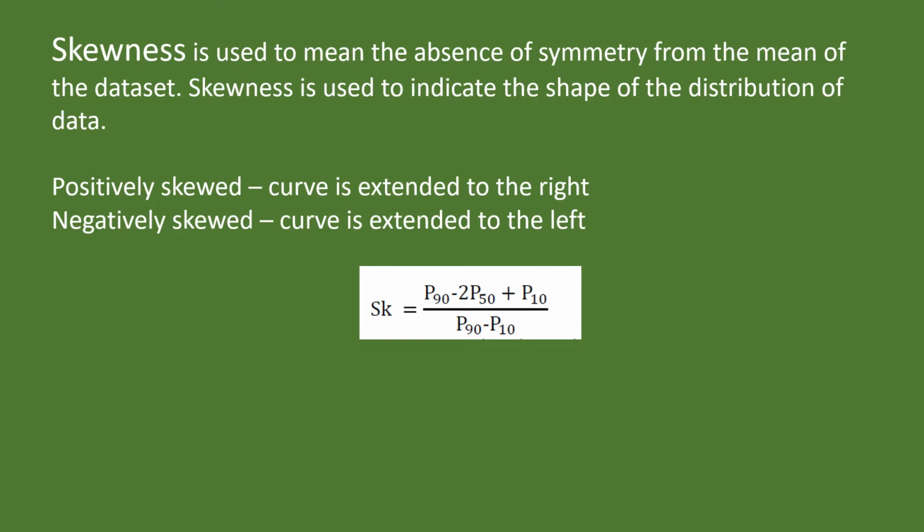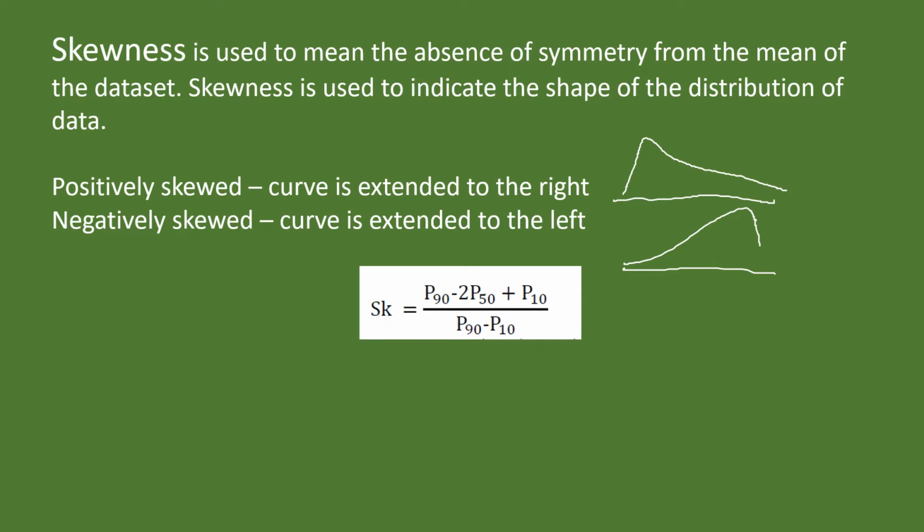When we say positively skewed, the curve is extended to the right. So if I draw a distribution, most of the scores are concentrated on the right. That's why it's called positively skewed. While negatively skewed, the curve is extended to the left. That means most of the scores are on the left side of the distribution. So there are just two kinds, again, the positively skewed and the negatively skewed. Positively skewed, most of the scores are concentrated on the right, and negatively skewed, most of the scores are located on the left or found in the left.